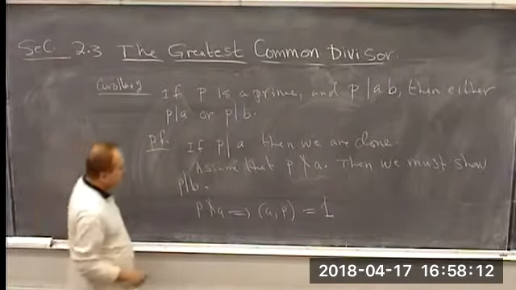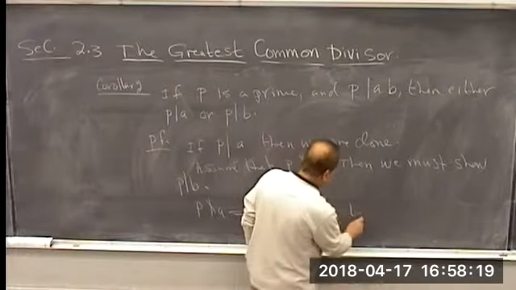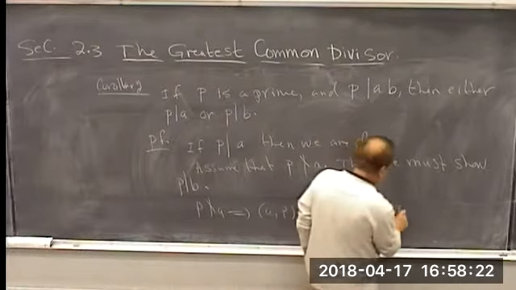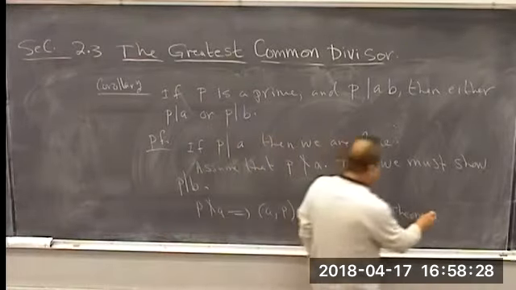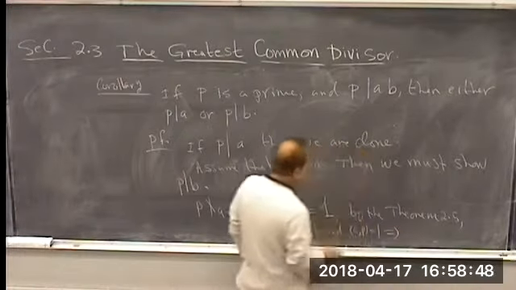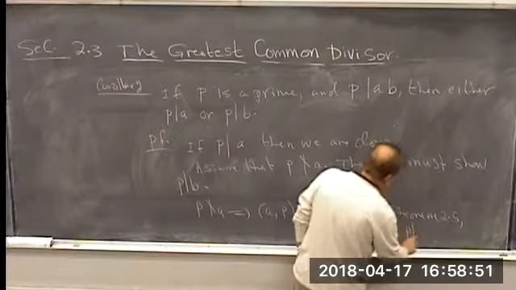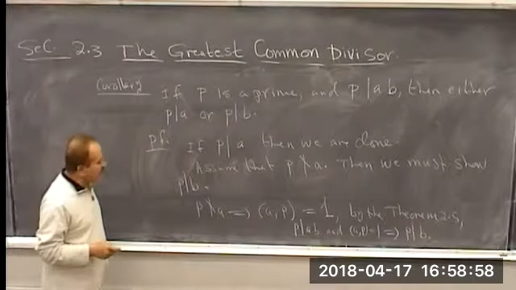Then, by the theorem, that is Euclid's lemma, 2.5, we have P divides AB, and the greatest common divisor of A and P is equal to 1, which implies that P must divide B. The B here stands for the C in the theorem.